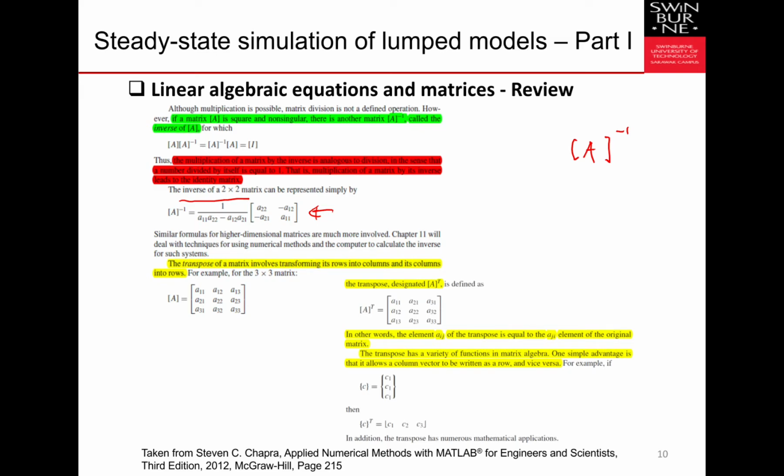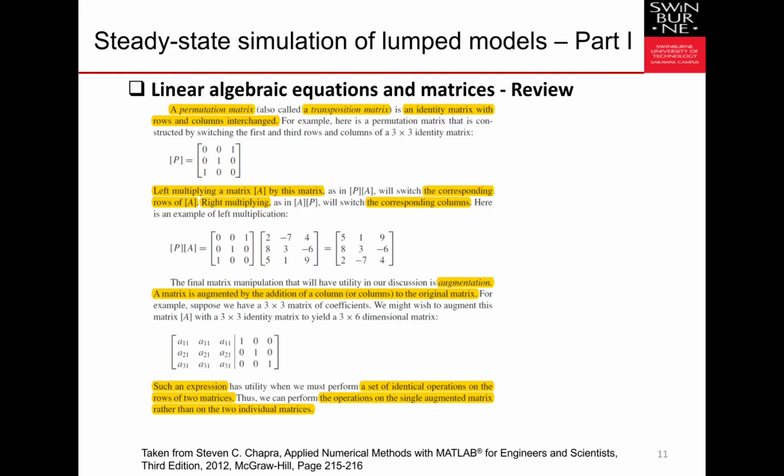Then we have another operation called the transpose. When we transpose a matrix, we interchange the rows into columns and the columns into rows. For example, when we transpose this matrix, we interchange this with this, and this one with this. In other words, the element Aij will be equal to Aji. If a column vector is transposed, it becomes a row vector, as shown here.